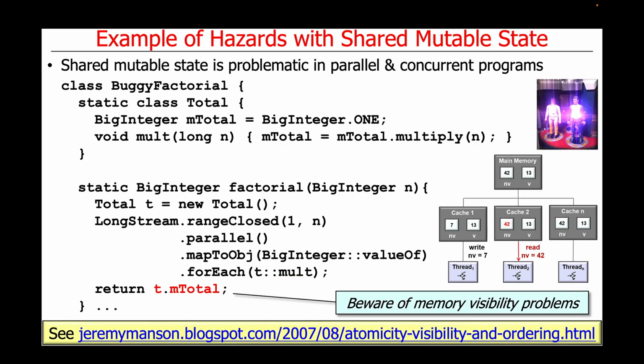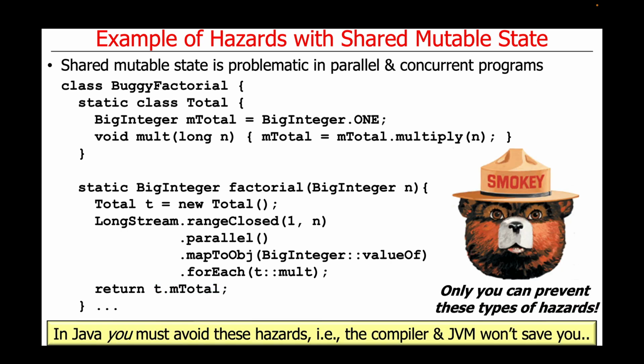There's another subtle problem here as well, having to do with memory visibility, where the mTotal field is then returned as the result, but that itself is not protected by any form of synchronizer, so we could have issues with the memory not being visible from one cache to another in a multi-core processor. That's an even more subtle problem, but a problem nonetheless. Now, the thing to remember about this is in Java, even modern Java, you are responsible for avoiding these kinds of hazards. The Java compiler won't save you, the Java virtual machine or execution environment will not save you.